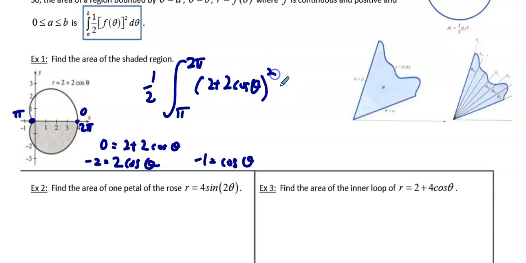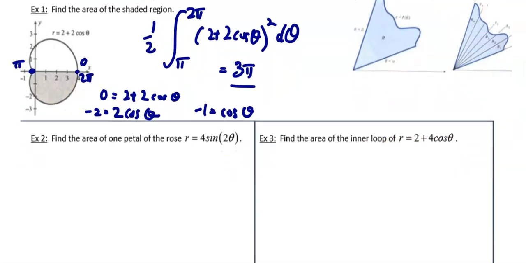We're going to quantity square it, and then we're going to do d theta. And most of the time, ladies and gentlemen, these are going to be calculator problems. So when you put this in your calculator, you get 3 pi. So the area of the shaded region here is going to be 3 pi. So let's look at a couple more examples and see what we can do with them.